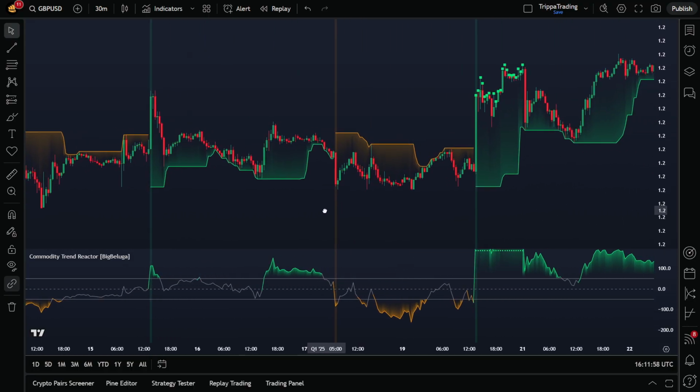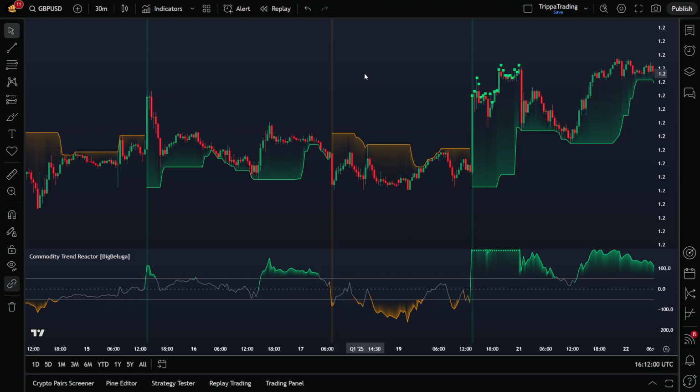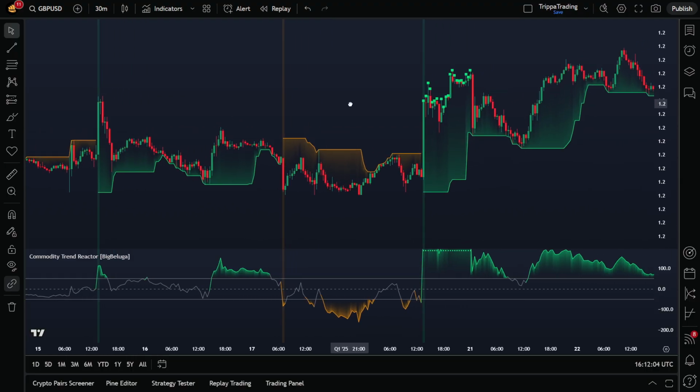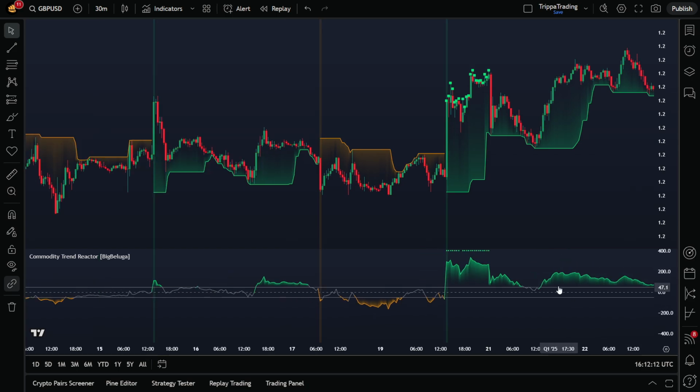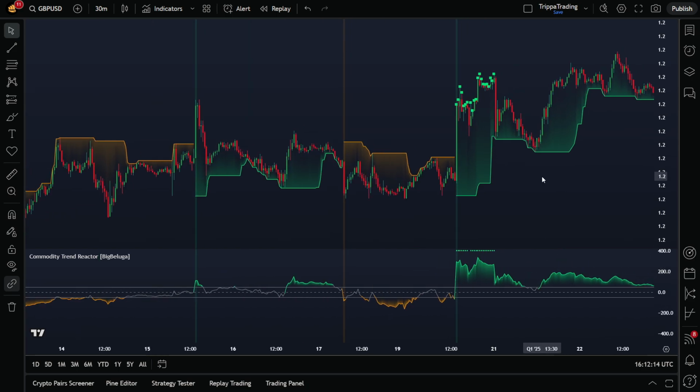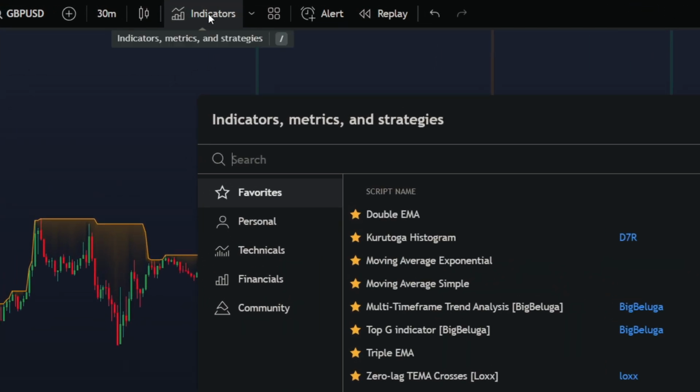Remember, the commodity trend reactor tells us the trend. We trade only in that direction. So if it's green and the trend line is below the price, we're looking for buy trades. If it's orange and the line is above the price, we're looking for sell trades. To find precise entries, we're going to add a second indicator to confirm the move. For that, we will open the Indicators tab from here again.